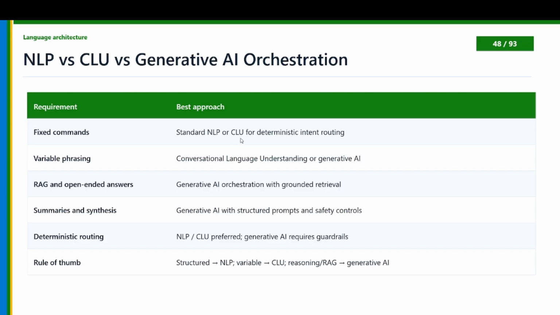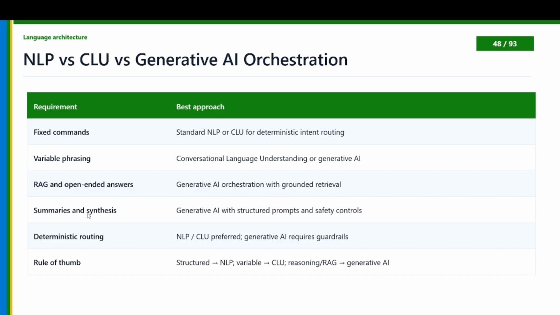CLU is used for deterministic intent routing. Then we have variable phrasing. So these are conversational language understanding and generative AI. These are the best approach. If your requirement is variable phrasing, then you should use CLU or generative AI. And if your requirement is fixed command, use standard NLP or CLU for deterministic intent routing. Then if you are using RAG or open-ended answer, the best approach you should take is generative AI orchestration with grounded retrieval.